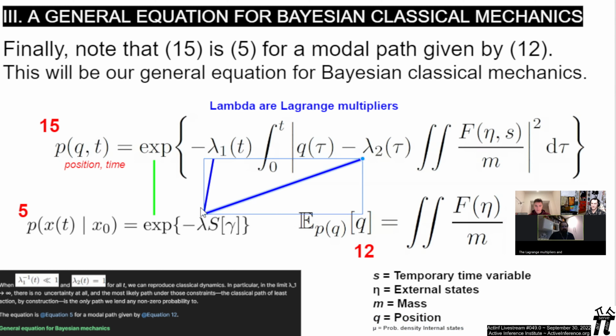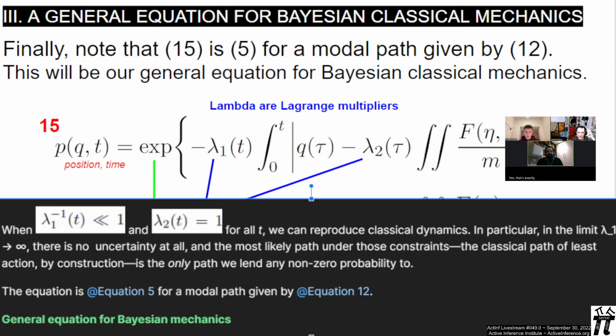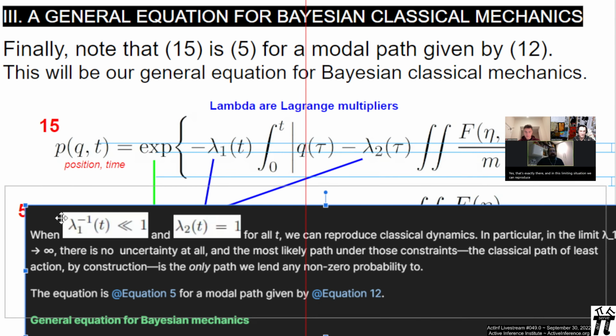and we have a kind of limiting condition in which the inverse of lambda 1 is much lower than 1, and lambda 2 equals 1. Yes, that's exactly the point there. And in this limiting situation, we can reproduce the classical dynamics.